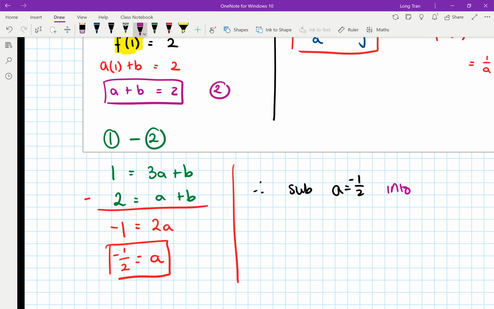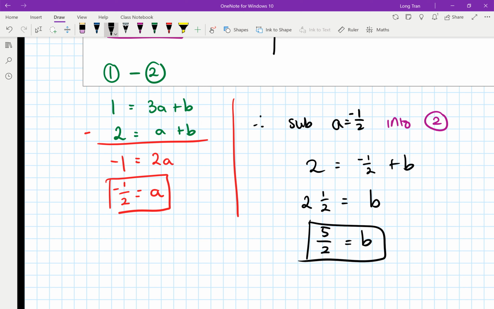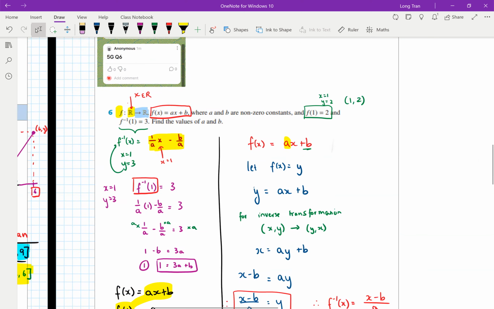And if you know a, well then now you can find b. Sub a equal to negative half into, I don't know, let's say equation 2. Equation 2 looks easier. So I'm going to sub it into that. And what does that become? 2 equals to a, which is negative half, plus b. And really, if you solve for it, plus half on both sides, that becomes 2.5 equals b, or 5/2 equals b. Okay, so all I did here was I just said add half, negative half cancels out. Cool. So there we go. We got b equals 5/2 and a equals negative half, which answers the question, find the values of a and b.